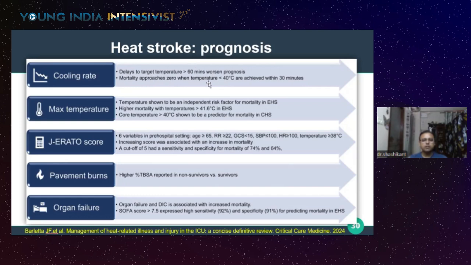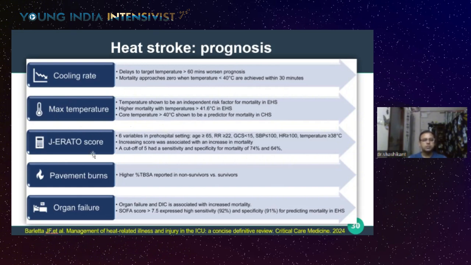When there is a delay of more than an hour in instituting the cooling therapy and bringing down the core temperature, it leads to poor prognosis. And it has been seen that mortality approaches almost zero when temperature is brought below 40 degrees Celsius within 30 minutes. The ambient temperature also decides the outcome. In patients with exertional heat stroke, those with an ambient temperature of more than 41.5 degrees Celsius have higher mortality, and in patients with classical heat stroke, a core temperature of more than 40 degrees Celsius.